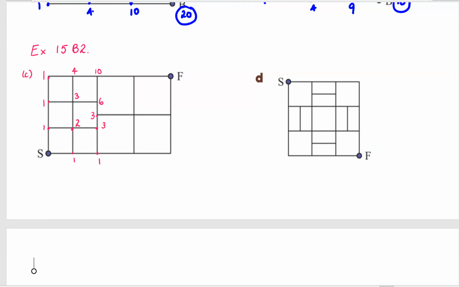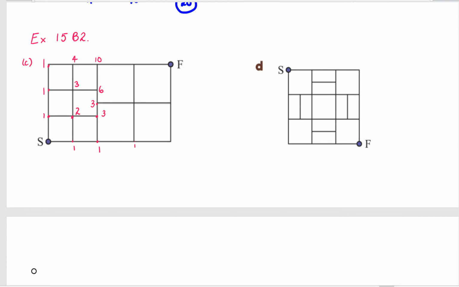So now if we're looking at that bigger box, how many ways can we get to this point here? Again, that's only one without backtracking, so 3 plus 1, I get 4. Only one way to get to here, all the way along. So 4 plus 1 gives me the 5.